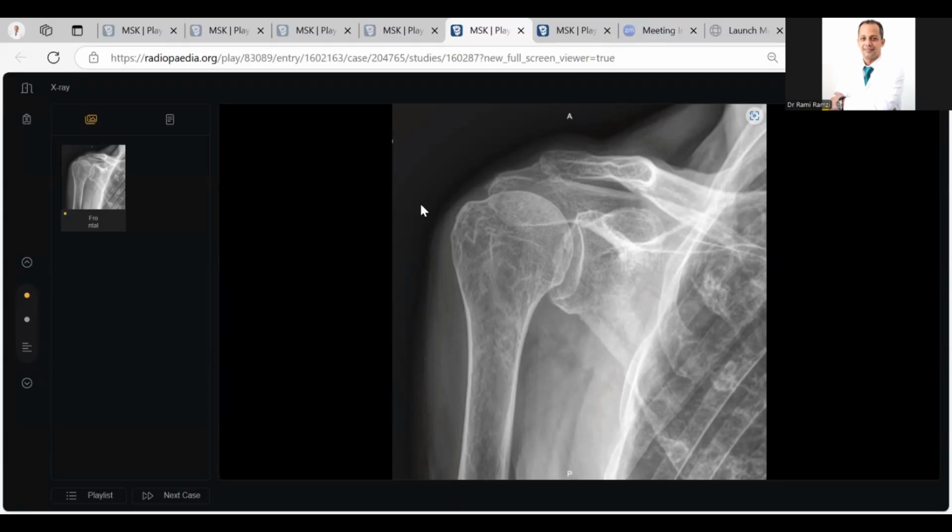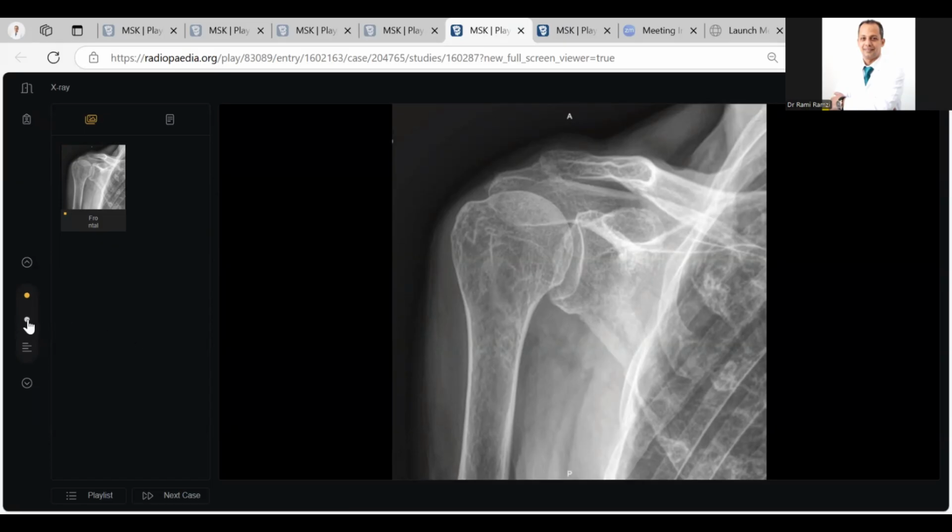Lucent lesions are seen within the proximal humerus. Look at the posterior superior aspect of the humeral head. There is reduced subacromial space, and the humeral head is impinging.